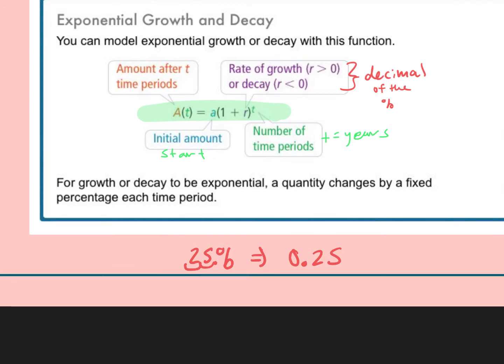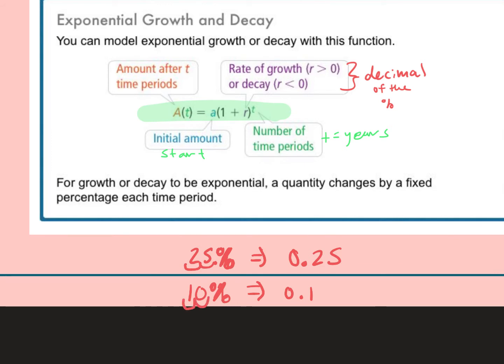What about if we had 10%? What would the decimal version of it be? How do we write the decimal version of 10%? 0.1. Perfect. We would just move our decimal 2 places.